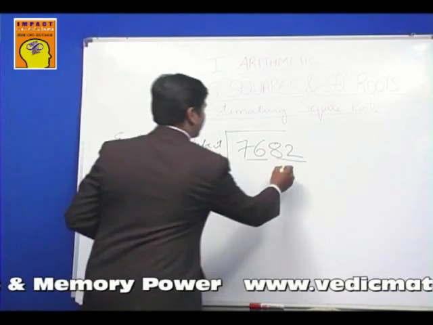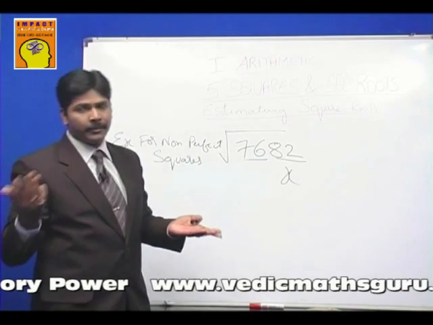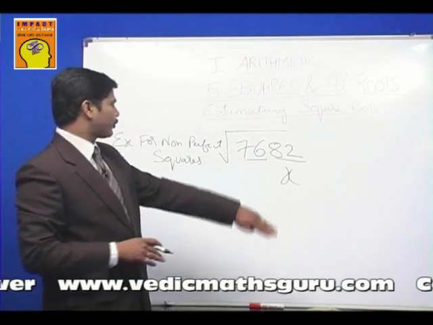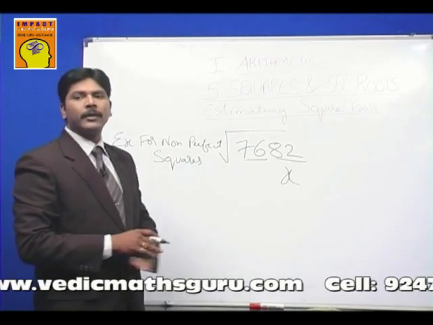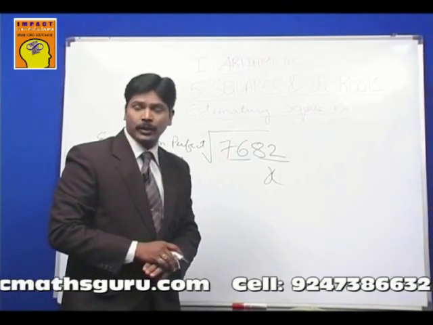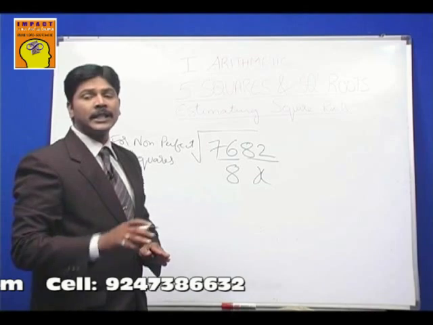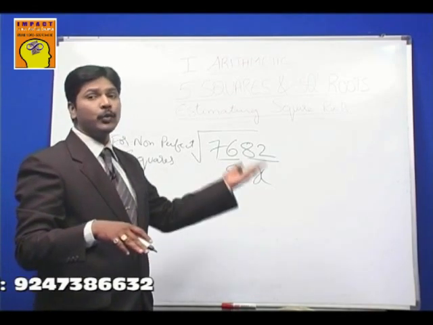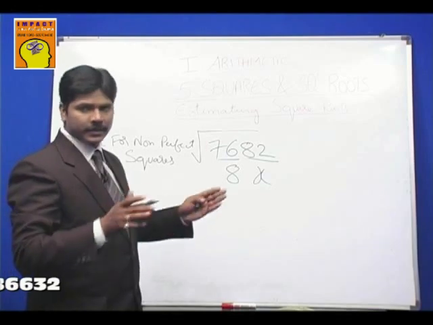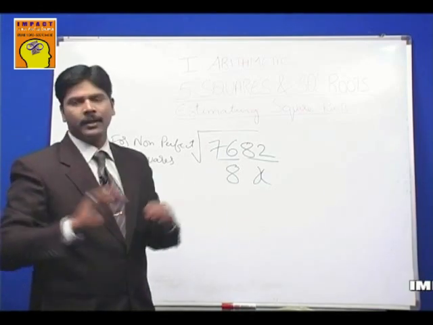So keep it as x. X means unknown, it can be some unknown number. Now come to the extreme left, underline. Now the square root of 76, what is it? It is 8. So the answer is 8x. The answer may vary from 80 to 89. One of these, from 80 to 89, will be the right answer.